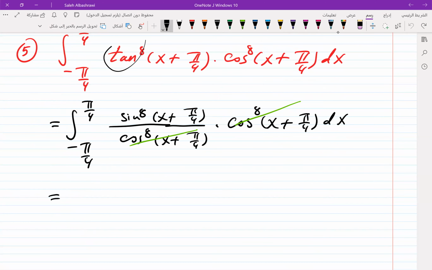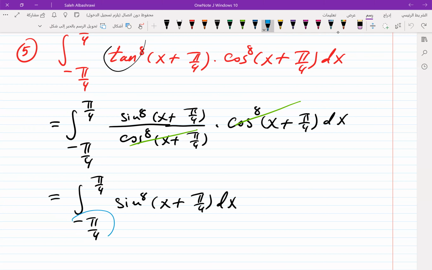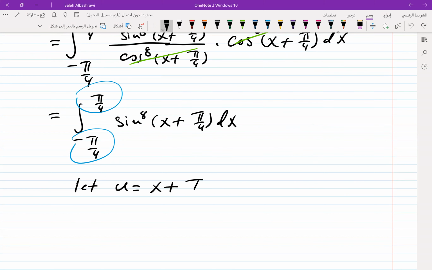So the integration can be written as the integral from minus pi over 4 to pi over 4 of sine to power 8 of (x plus pi over 4) dx. Now check the limits. These are not 0 and pi over 2. So let's try to convert these to 0 and pi over 2. Let u equal to x plus pi over 4.